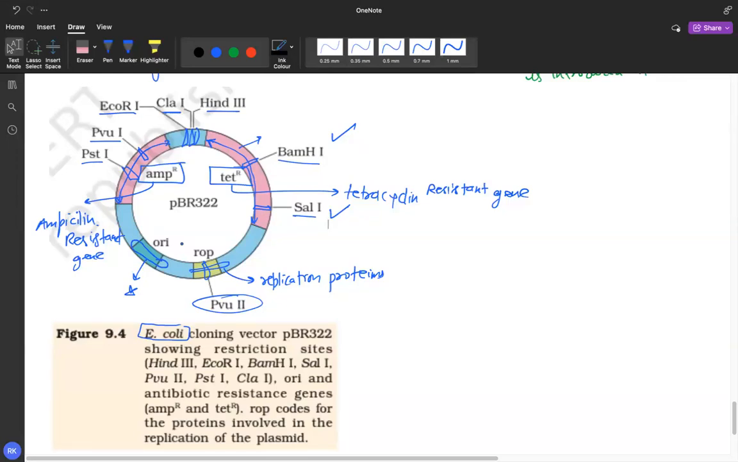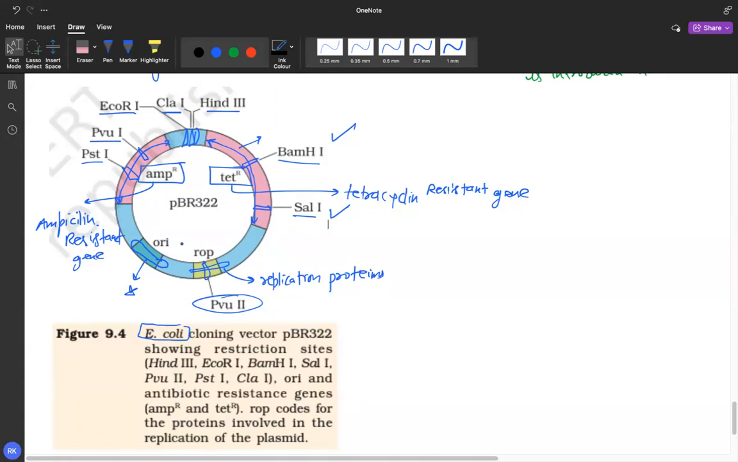If your bacteria grows in that which contains both, what does it mean? The vector has not grown. The vector has? Sir, can you please repeat?